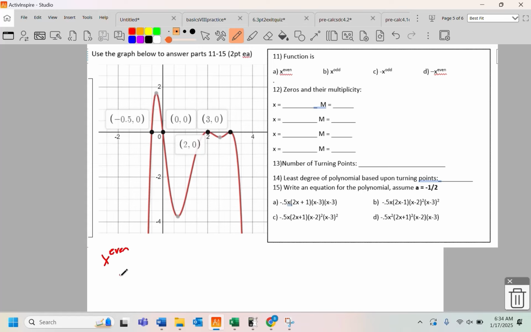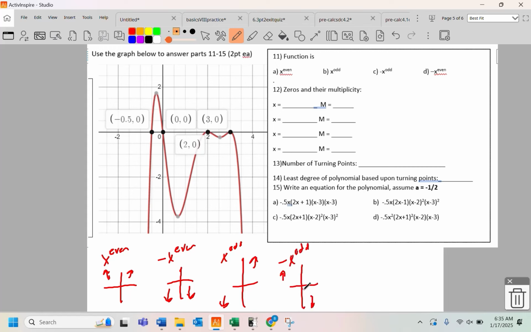Let's go over end behavior again, because I obviously have so much time to keep going over the same concepts with you. X to the even starts high, ends high. Negative x to the even starts low, ends low. X to the odd starts low, ends high. Negative x to the odd starts high, ends low. This one right here is starting low and ending low. It is negative x to the even. I even saw one kid draw these 4 things on their piece of paper and still miss it.